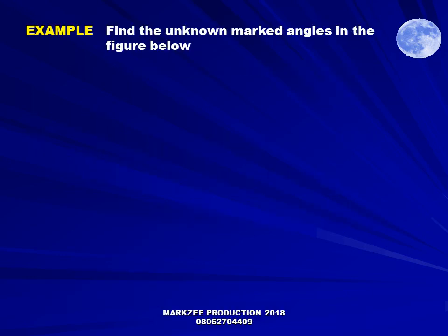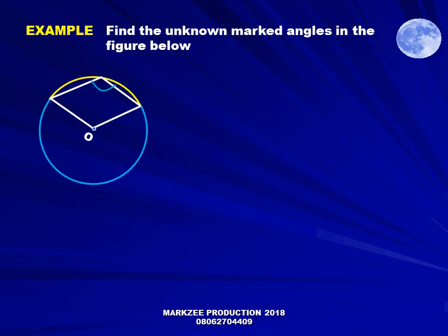Now we have a quiz here. How many arcs are here? How many arcs can you see? Well, we have 2. That's one arc, a minor arc. And that is the second arc, a major arc. Okay. So that's it.